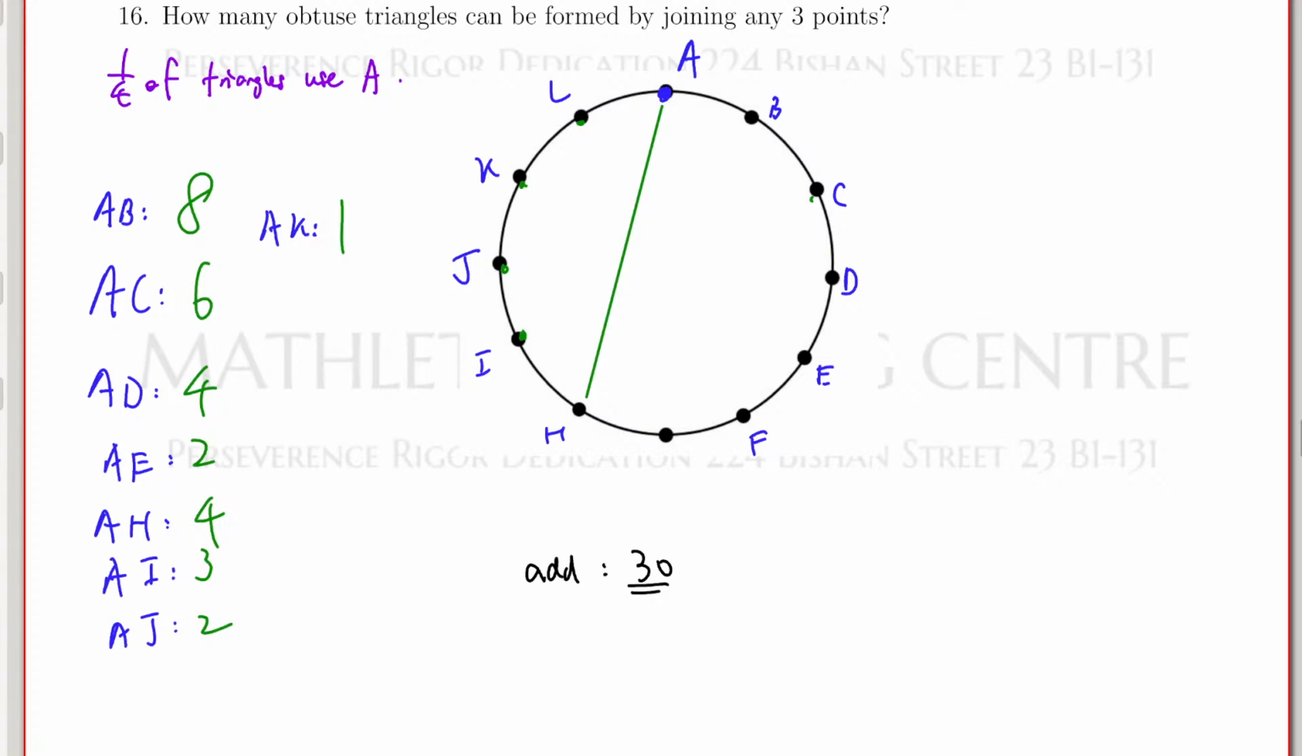And if you have 30 of these, then if I expect 1/4 of the triangles to be able to use A, then what should the answer be? The answer should be 30 times 4, isn't it? So the answer should be 30 times 4, and exactly 120 of the triangles should be obtuse. And that is our answer.